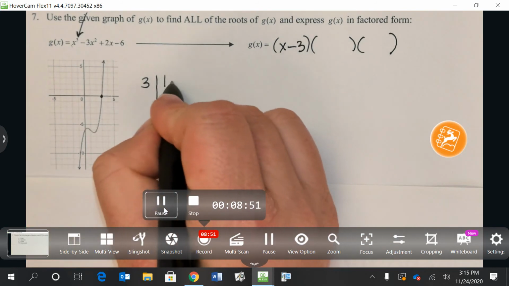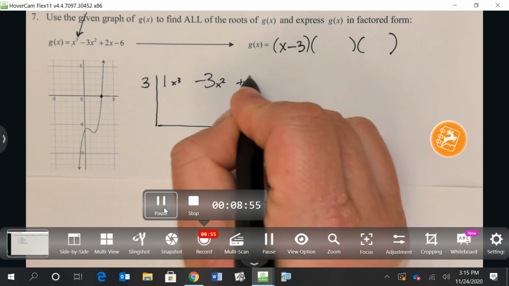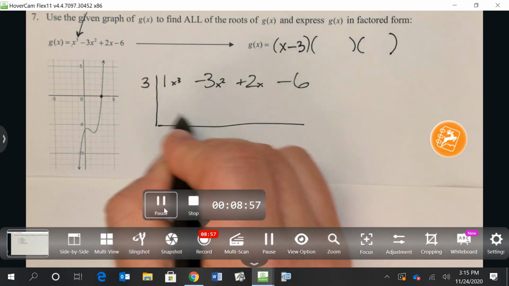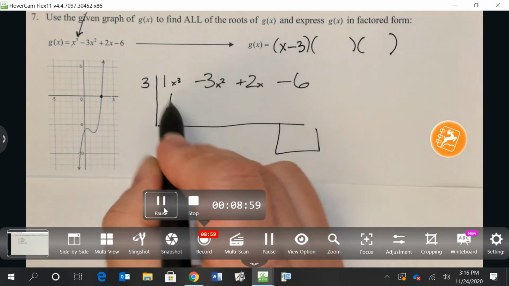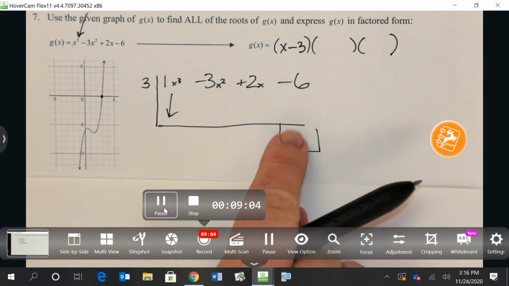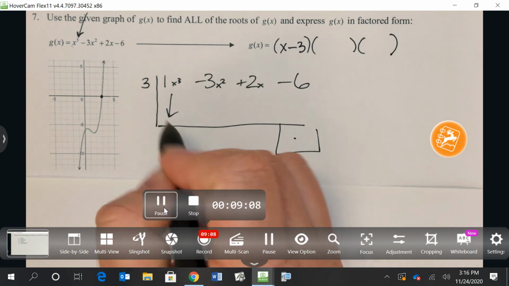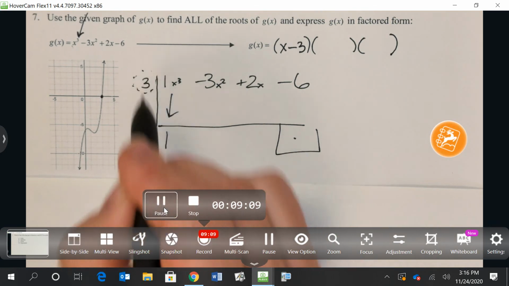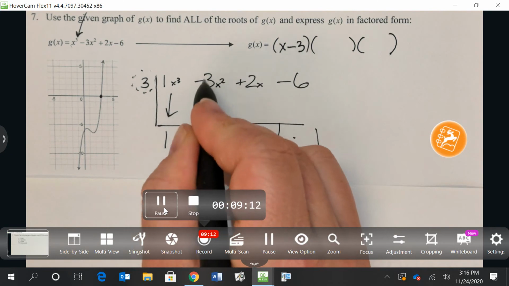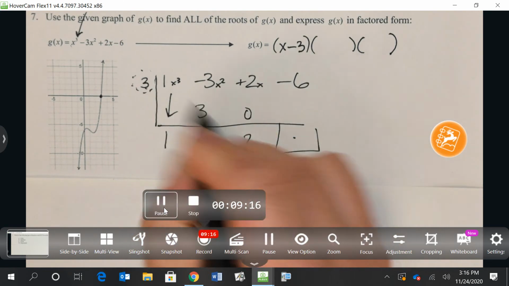So here's 1x cubed minus 3x squared plus 2x minus 6. Remember, you bring down the first number here. So this should work. I should get a 0 in the end because I can see it's an x-intercept. It should work. So I bring down the 1 and I start to multiply, and so on. This is the magic number I multiply by. Multiply, add straight down. Multiply, add straight down.